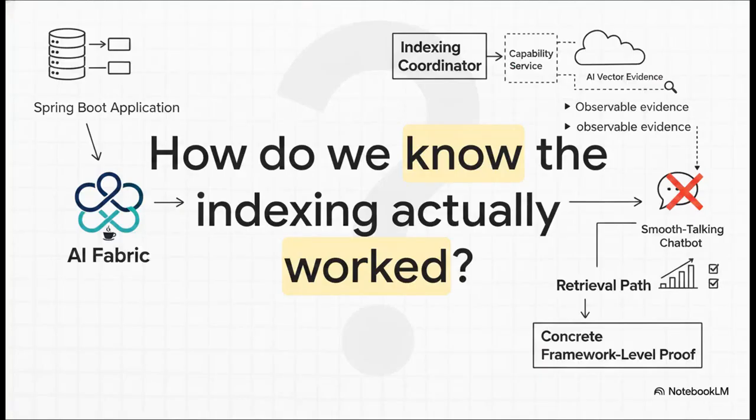This brings us to the final and honestly probably the most crucial phase of this whole process. It's the multi-million-dollar architectural question. How do we actually know the indexing worked? We can't just rely on a fluent, smooth-talking chatbot answer to prove our architecture is sound. That's way too risky. We need concrete, observable evidence right at the framework level.